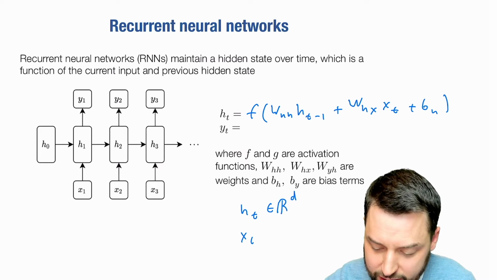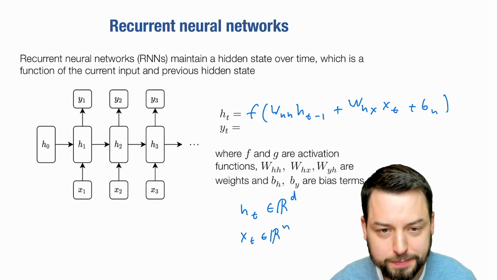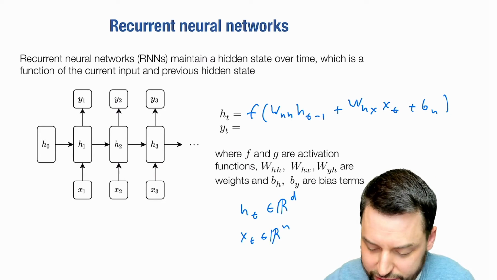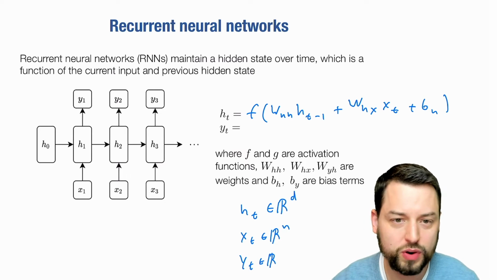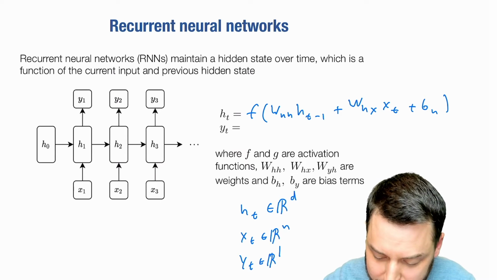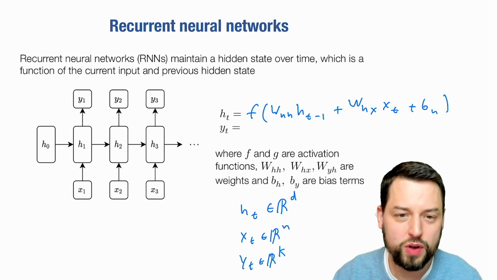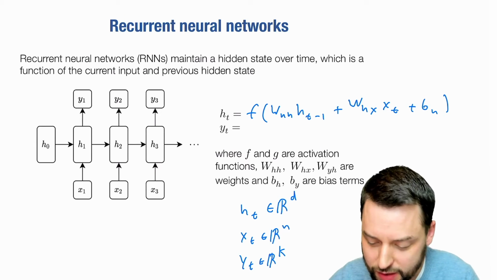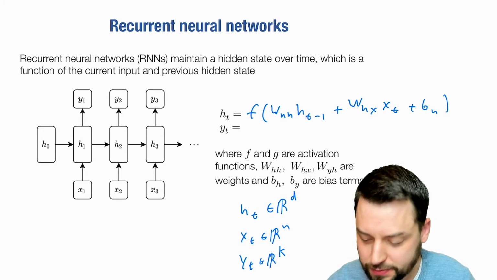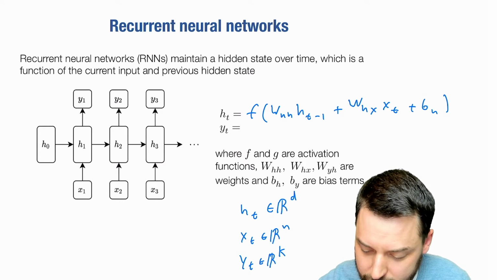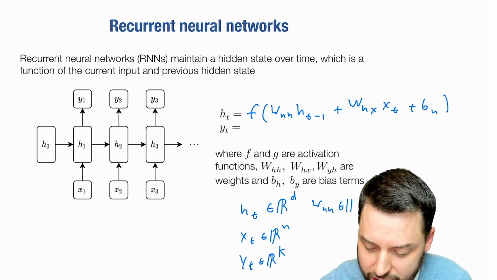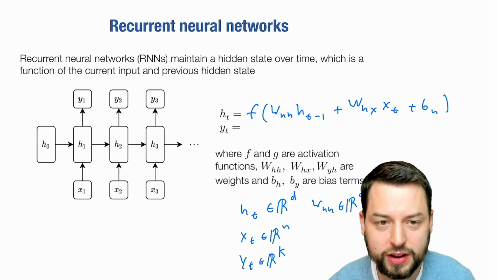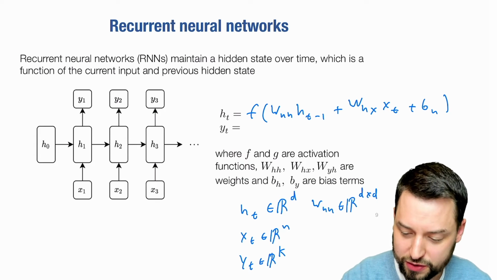Let's say that x_t would be an n-dimensional vector. And just for the sake of it, y_t could really be anything else, but let's make y_t real valued for now. Actually, let's just make it in R^k, since we've used output values in R^k before, so y is an output value in R^k. What that would imply, of course, is that W_hh would be a d by d matrix.